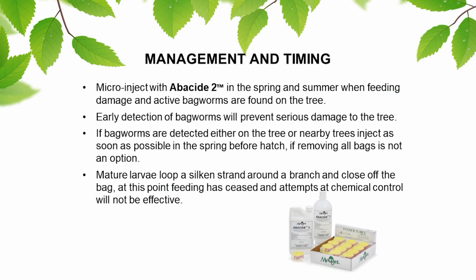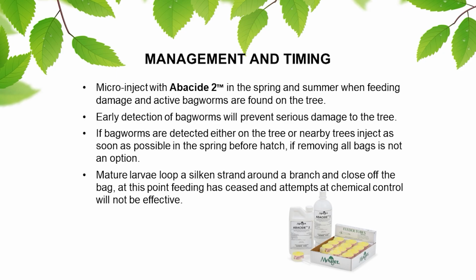Management and timing. Bagworms can be managed by microinjecting with Abicide 2 in the summer, when feeding damage has been identified and bags are found on the tree. Early detection of bagworms will prevent serious damage to the tree. If bagworms are detected, either on the tree or nearby trees, inject as soon as possible in the spring before hatching begins, if removing all bags is not an option.